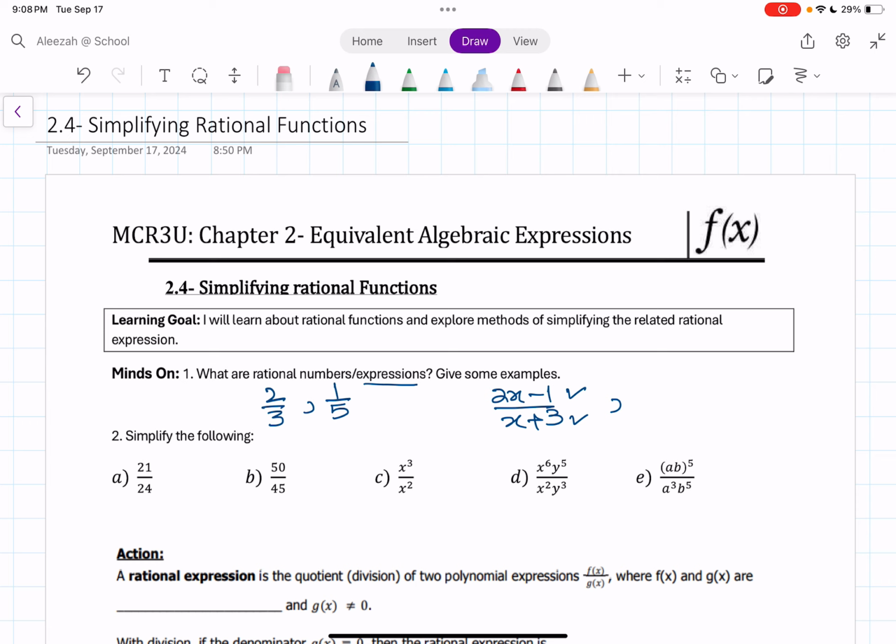Another example can be just 1 over x plus 3. Another example can be x over x plus 5. So these are all examples of rational expressions.